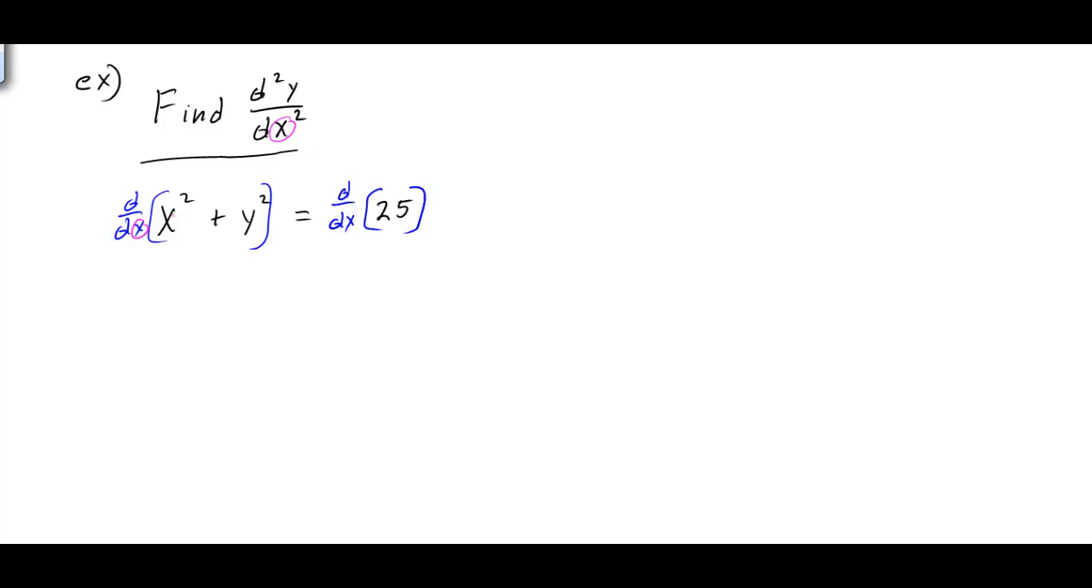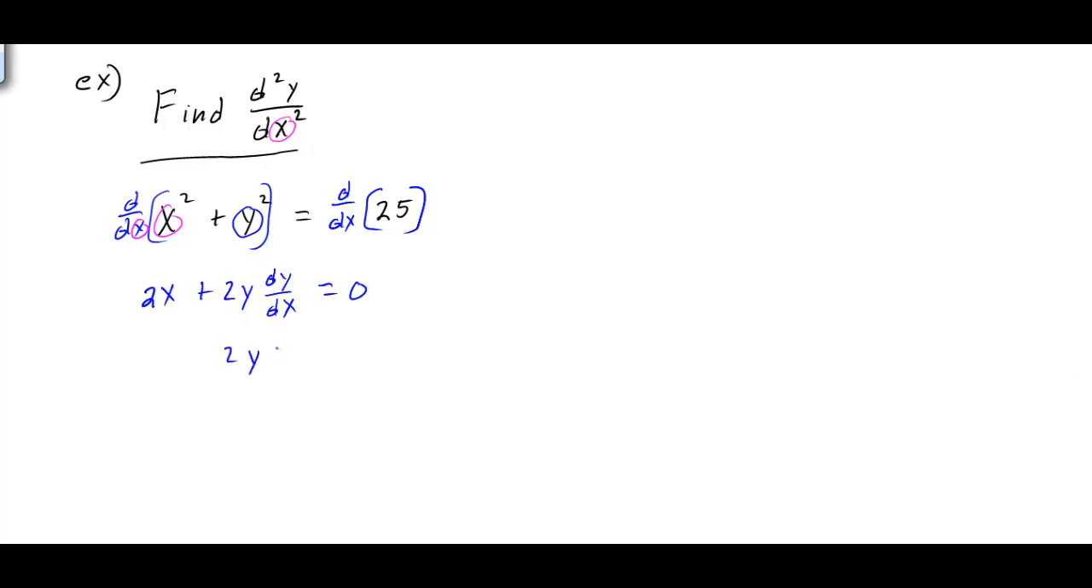And the derivative of x squared would simply be 2x. And then we have our y squared, so that means we're going to end up with 2y dy/dx. You have to use the chain rule. And then, of course, the derivative of our constant, the 25, would simply be 0. All right, so this is pretty straightforward. Now we need to solve for dy/dx.